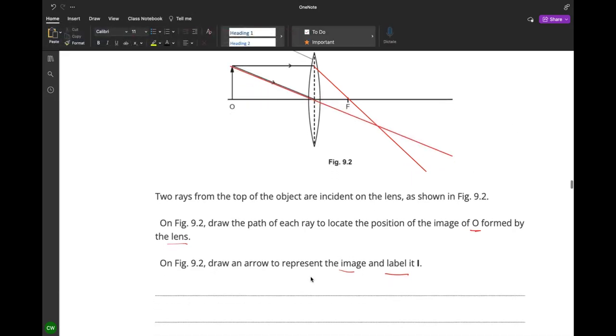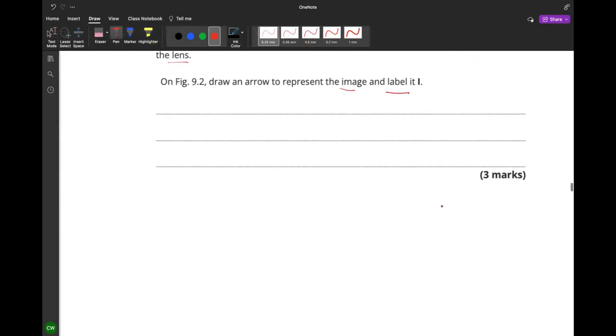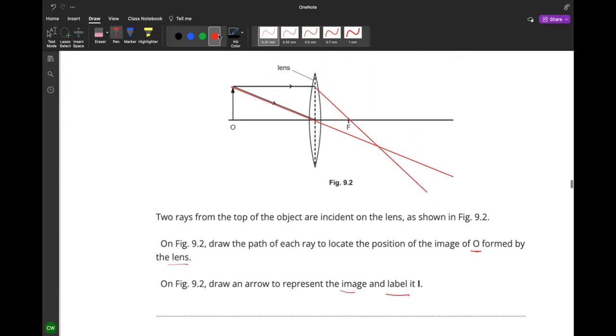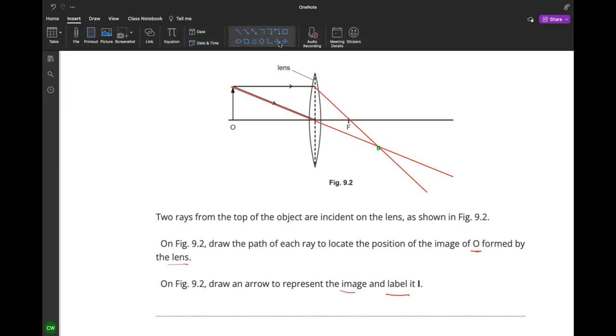So we need to find the image. So where is the image? Okay, the image will be formed on this point. So where is this point? After that, you have to draw. Any problem?